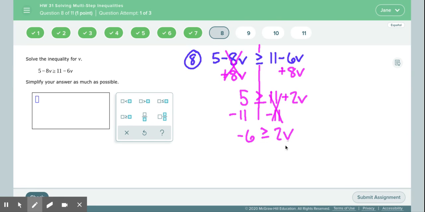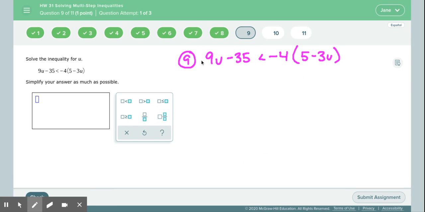Positive 2 times v. The opposite of multiplying times 2 is divide by 2. And since I'm dividing by a positive, it means I'm keeping the same inequality symbol. Negative 6 divided by 2 is negative 3. The 2 divided by 2 cancels, and I'm left with v on this side. So now all I need to do is take this answer and type it in over here and check my work.